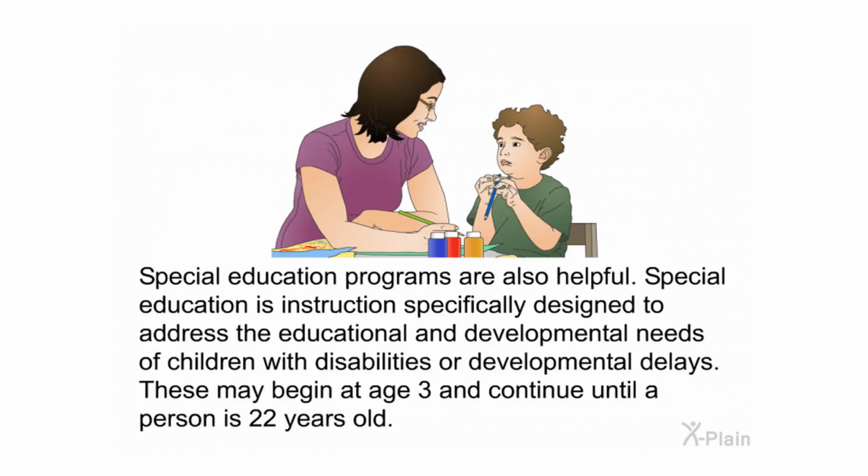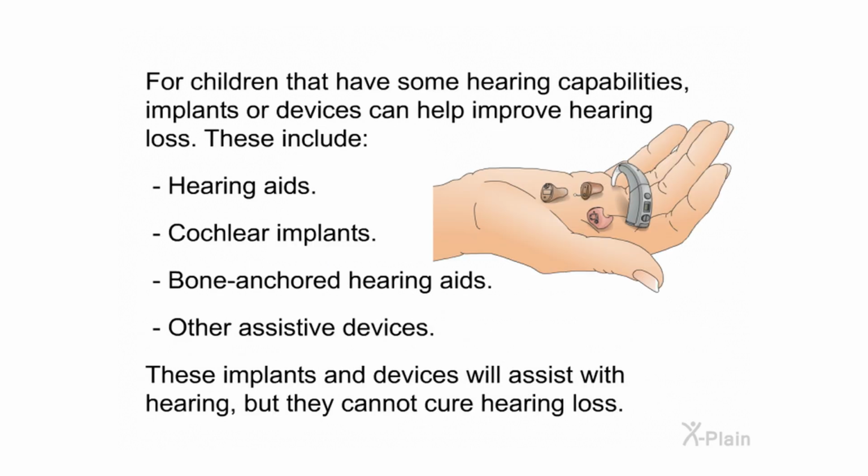Special education programs are also helpful. Special education is instruction specifically designed to address the educational and developmental needs of children with disabilities or developmental delays. These may begin at age 3 and continue until a person is 22 years old. For children that have some hearing capabilities, implants or devices can help improve hearing loss. These include hearing aids, cochlear implants, bone-anchored hearing aids, other assistive devices. These implants and devices will assist with hearing, but they cannot cure hearing loss.